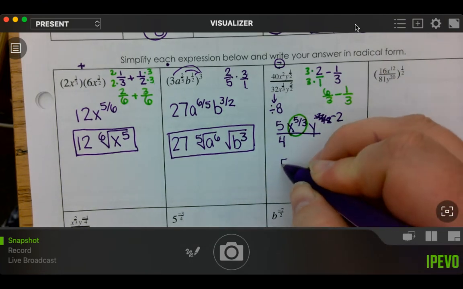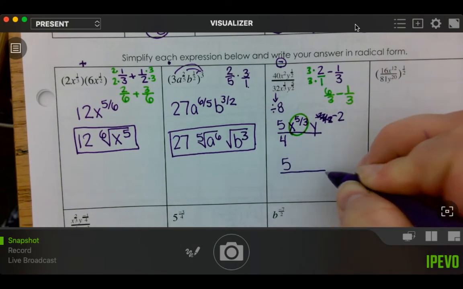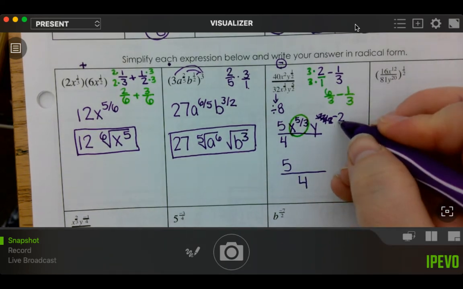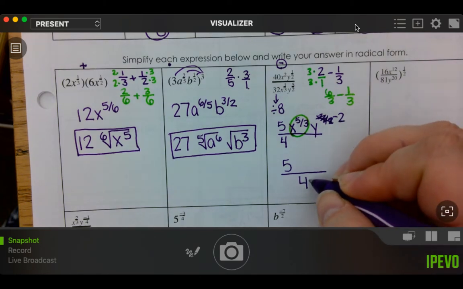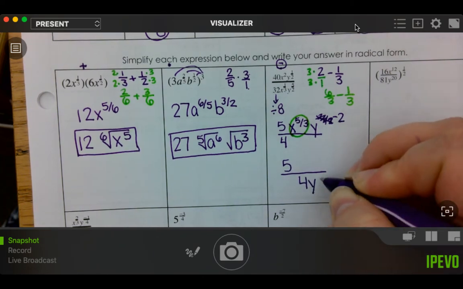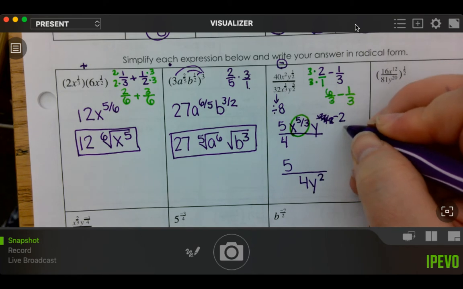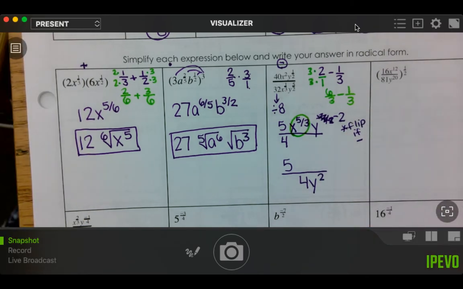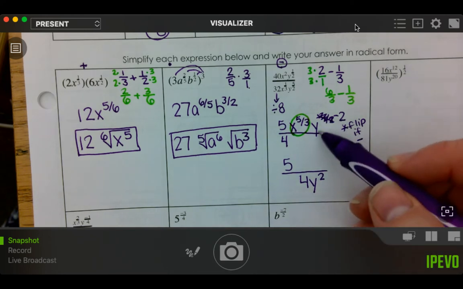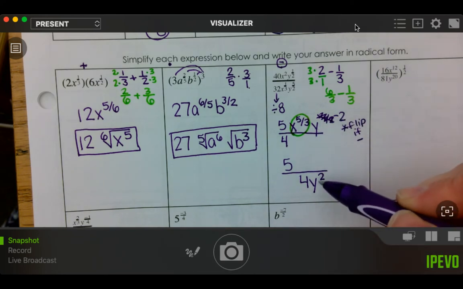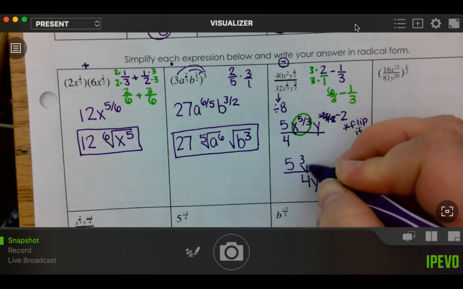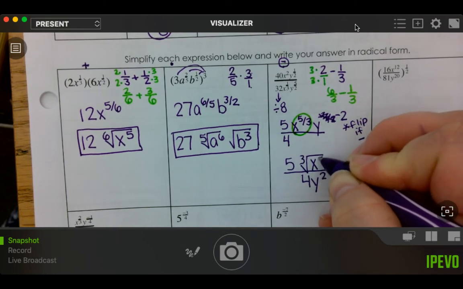So the 5 stays where it's at. The 4 stays where it's at. The y has a power of negative 2. So that means it has to flip to the bottom and become positive. So it has to flip if it's negative. So y squared is on bottom instead of top because it was a negative. And then we've got the cube root of x to the 5th.